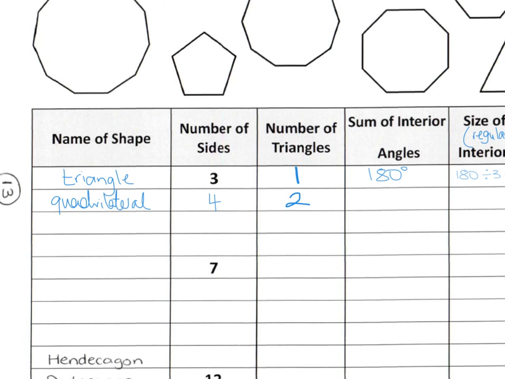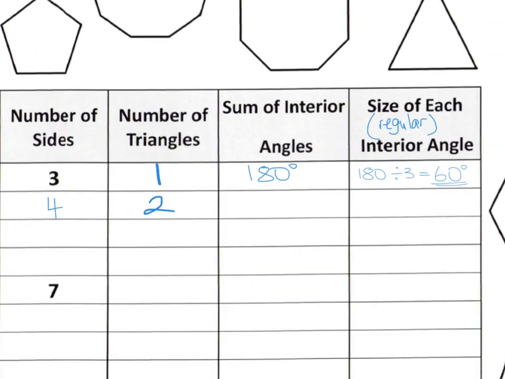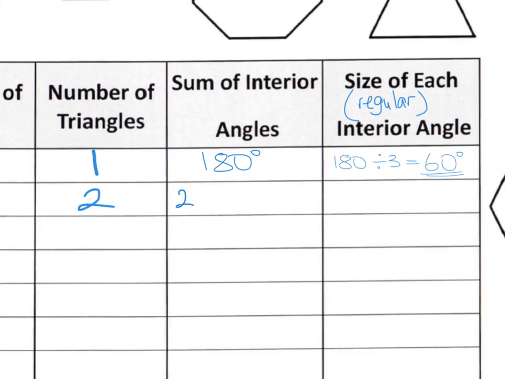The sum of the interior angles, well, all we needed to remember was that there's 180 degrees in one triangle. So in 2 triangles, it's 2 times 180, which is 360 degrees. And then the next column is the size of each interior angle. Well, there's 4 sides, so we'll do this sum of all the angles, which is 360, divided by 4, which is 90 degrees. Okay?